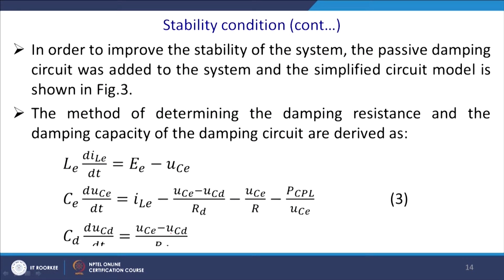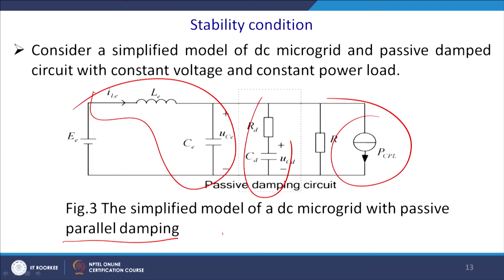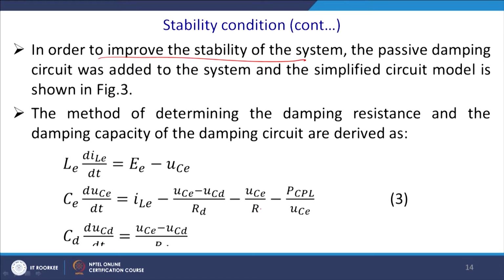Now, let us come to the stability condition once you have damped it. Of course, you expect that stability will be improved. In order to improve the stability of the system, the passive damping circuit was added to the system and the simplified circuit model is shown in figure 3. The method of determining the damping resistors and the damping capacitor can be derived as follows.